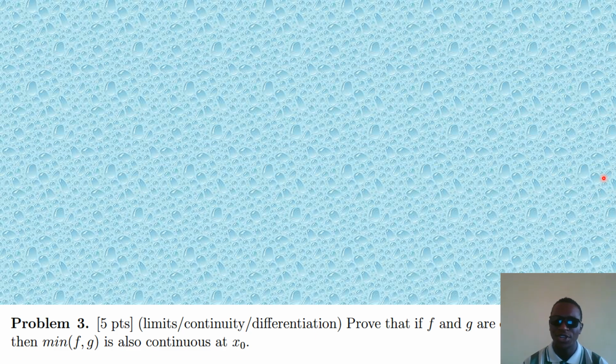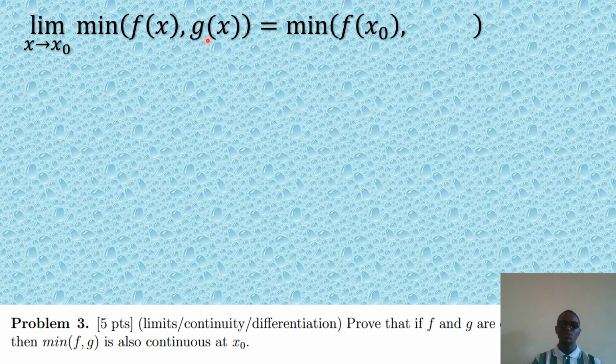So by definition, when we talk of the minimum of f and g being continuous at x0, we want to prove that the limit as x tends to x0 of the minimum of f of x comma g of x will be equal to the minimum of these function values at x0. That's from the continuity of a function.